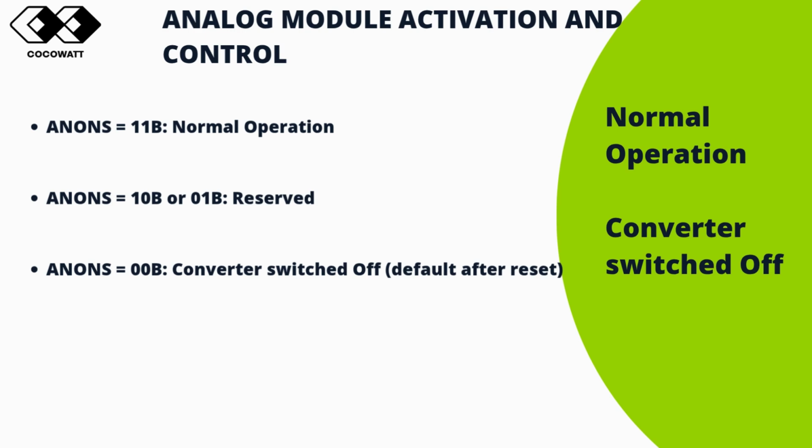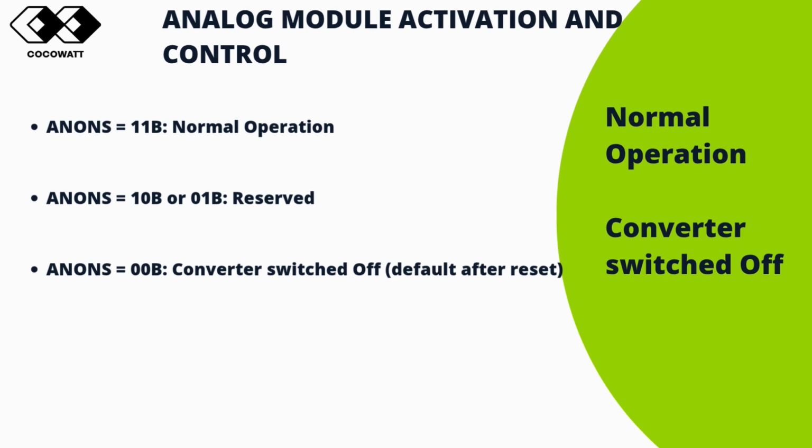If ANONS is 11, then it is normal operation. The converter is active and starts conversion immediately. No wake up time is needed. When ANONS is 10 or 01, these bits are reserved for future usage. And when it is 00, it means the converter is off. The converter remains powered down. Digital control logic is reset to its initial state. If a conversion arbitration is in progress, it will finish the current round and then stop.